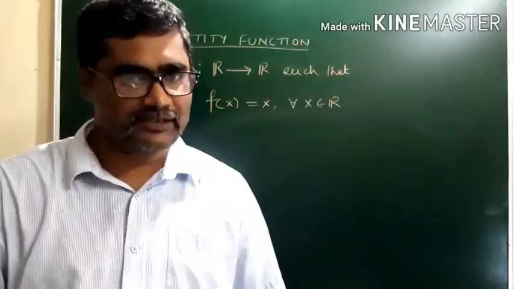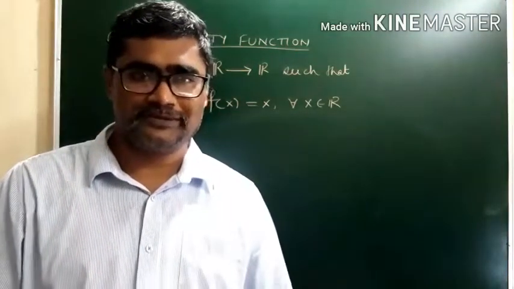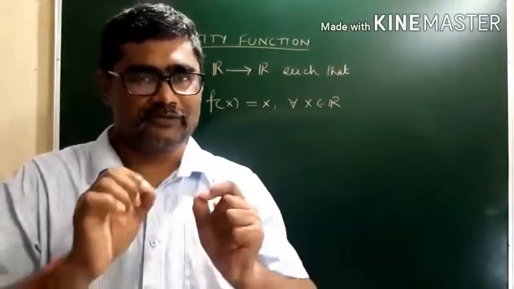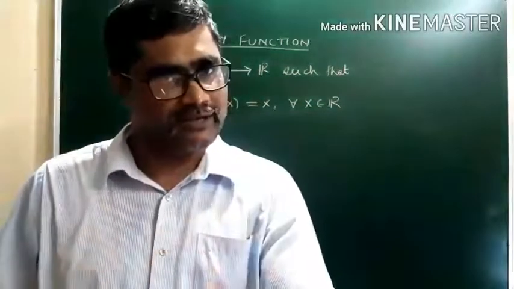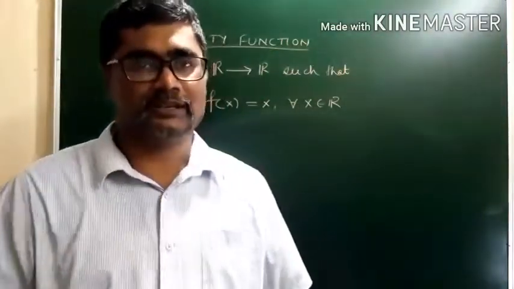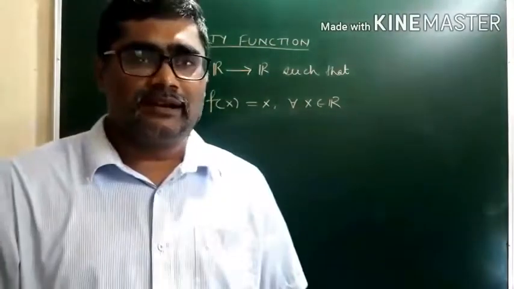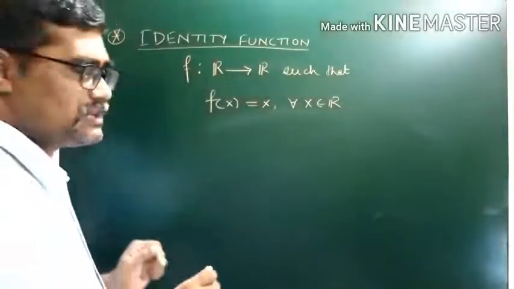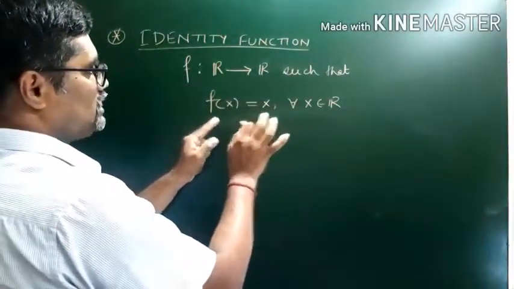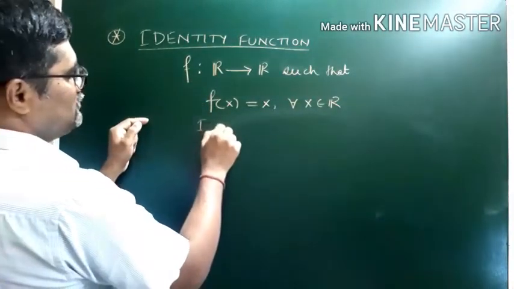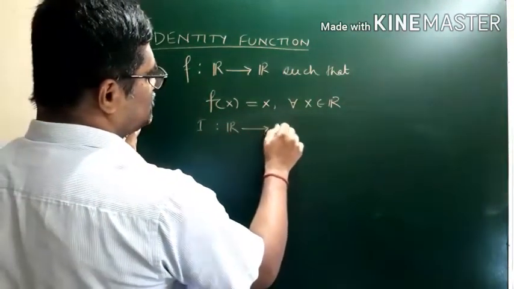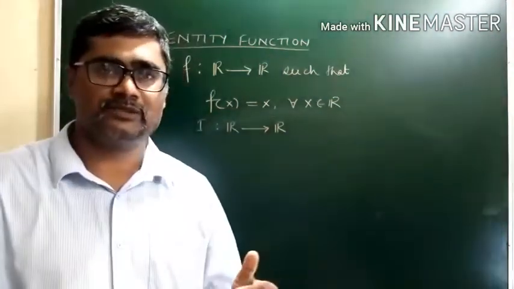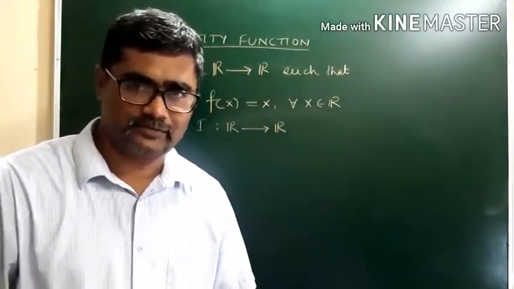It means the identity function is such that whatever input you give, it comes out exactly as the output. If you give input as 1, you will get 1; 2, then 2, right? Like this. One more thing: I have written f, but normally the identity function is represented by capital I, right? So I could have written this as I from R to R. Just try to understand that, because from next time onwards I'll be using I for the identity function, right?